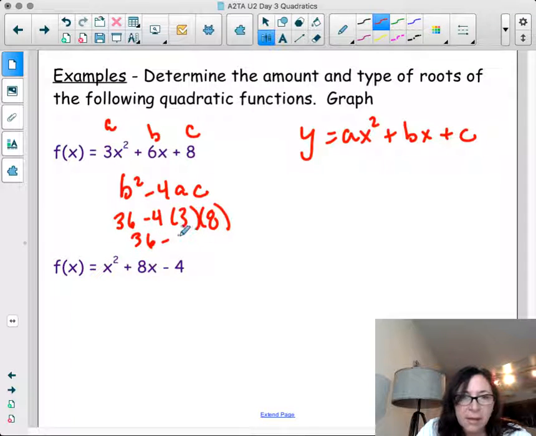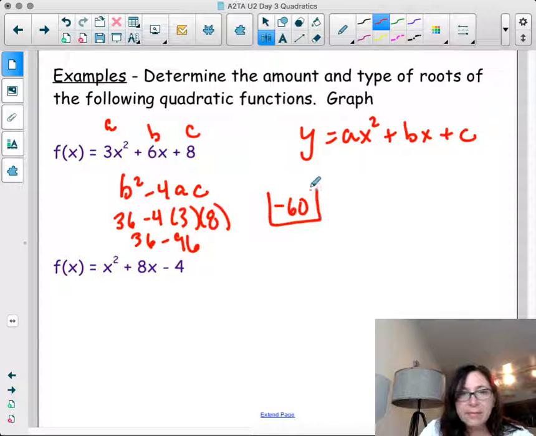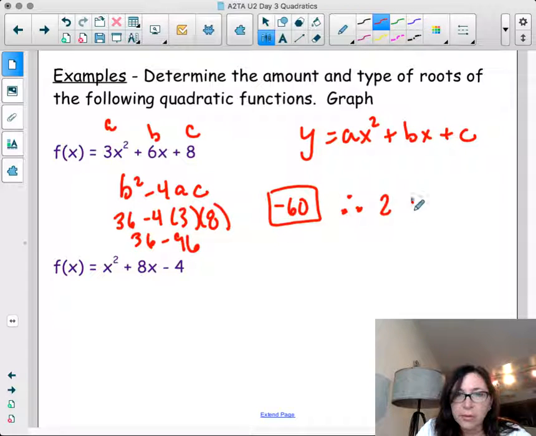36 minus 96, which makes -60. This is my discriminant, and it's negative, so therefore, those three little dots mean therefore, I have two imaginary roots.